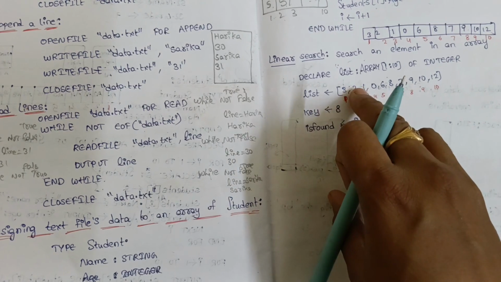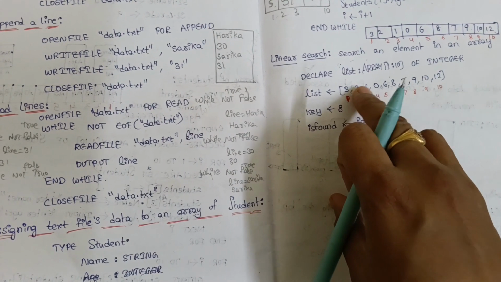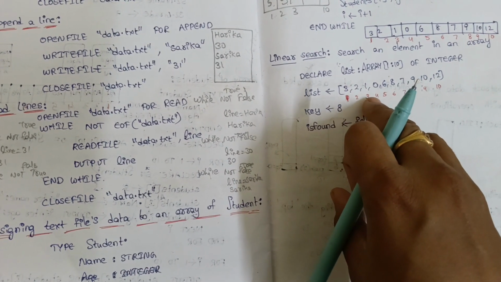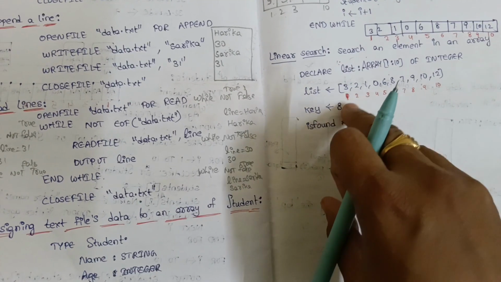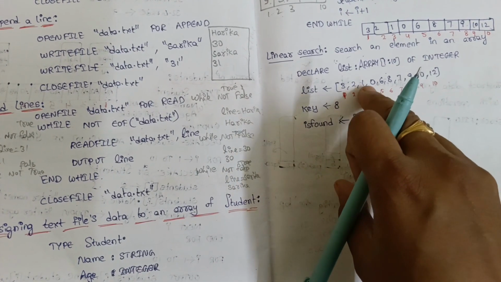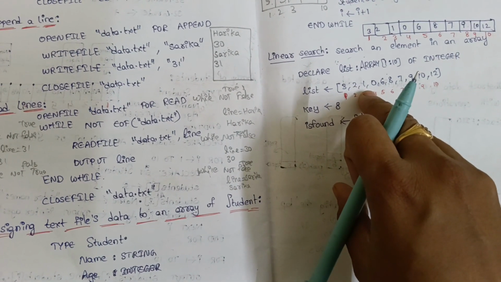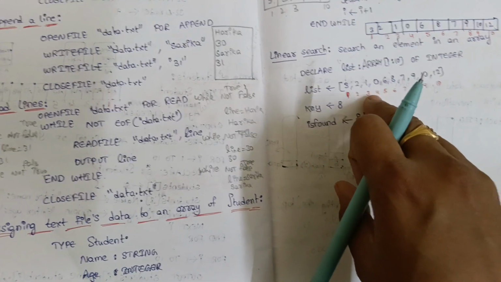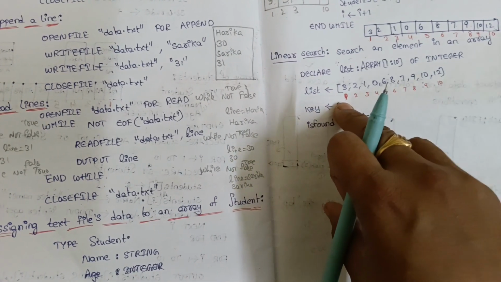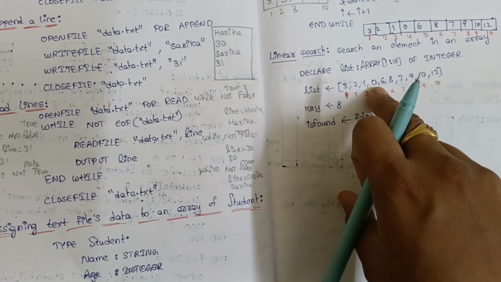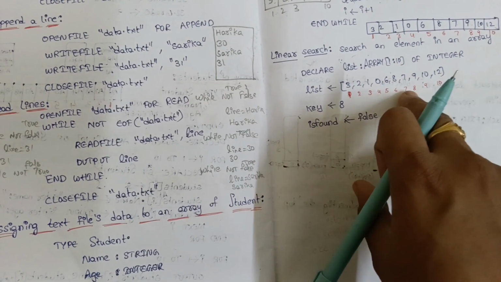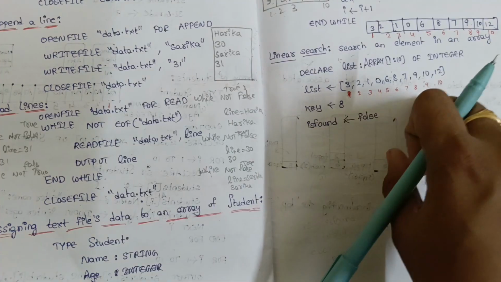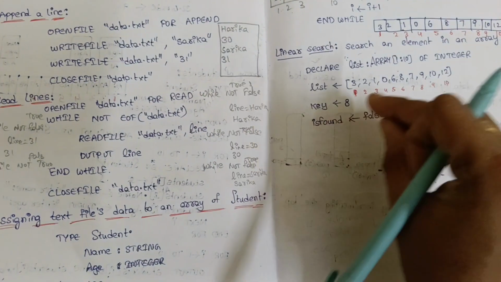Again, I'll do the same comparison with the second element. If it is not the same, then I'll move to the third element. Again I'll compare my key with the indexed element. If it is not the same, then I'll move to the next element, the next index. That means I'll continuously compare my key with the indexed element, moving from left to right in a linear manner. Okay, how to do that?